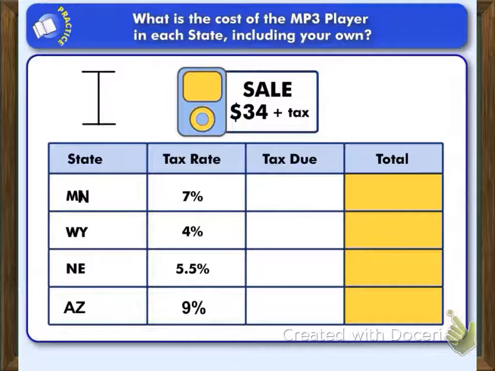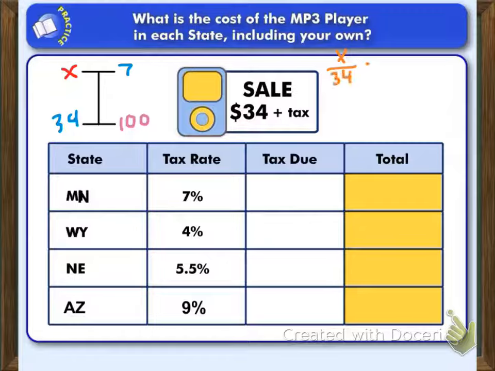So the first state I'm going to look at is Minnesota. In Minnesota, we're going to pay a 7% tax rate. So I set up my I-chart. I'm going to use 100 down in the bottom right-hand corner, and then I have my 7% on top of that 100. Then that $34, we have to figure out, is that my part or is that my whole? Well, if I'm going to pay $34 for something, that's got to be my whole. So that means the 34 is going to be down on the bottom, making the x up there on the top. So now I'm going to set up my proportion.